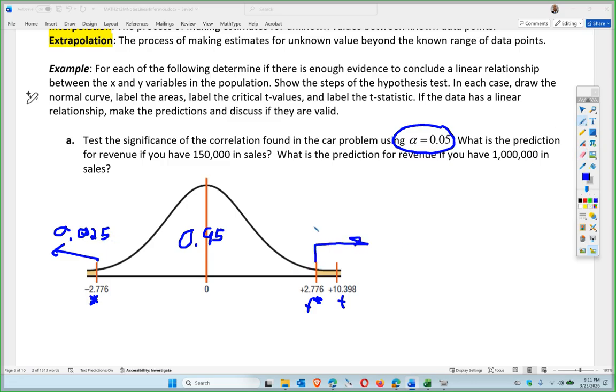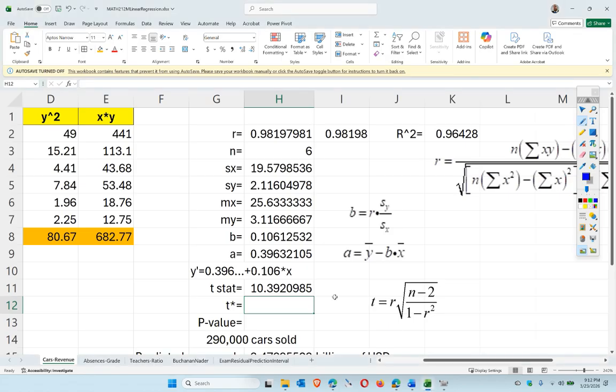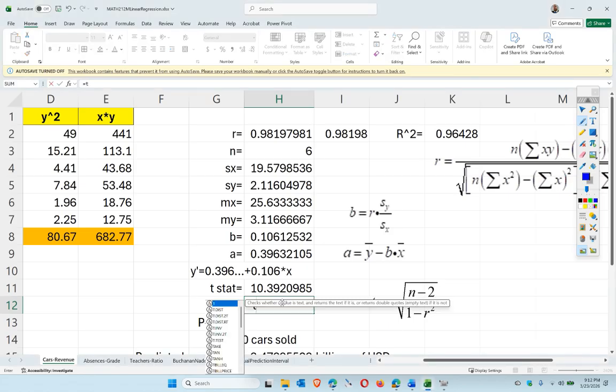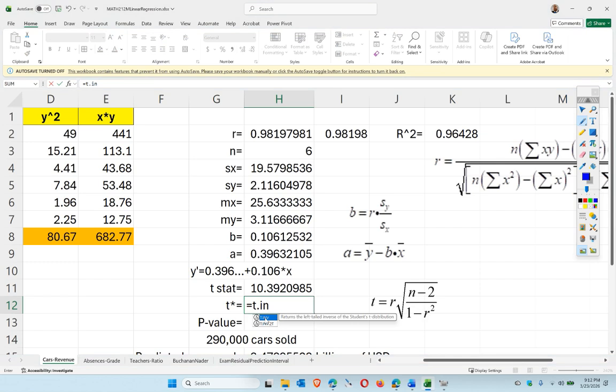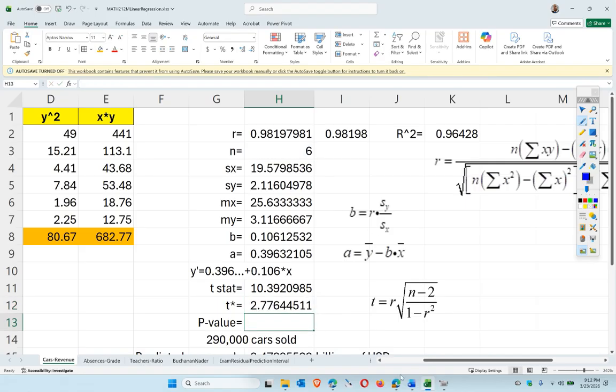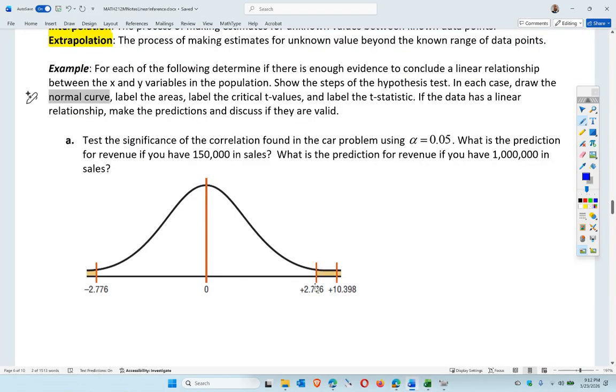Okay, so this area here, 0.025. Okay, so from here to here, right? From here to here is 97.5, right? So T.INV(0.975, degrees of freedom 6 minus 2). So 2.77, what do we get in the picture here? 2.776, that's what we got. Okay, so this is my t value here.